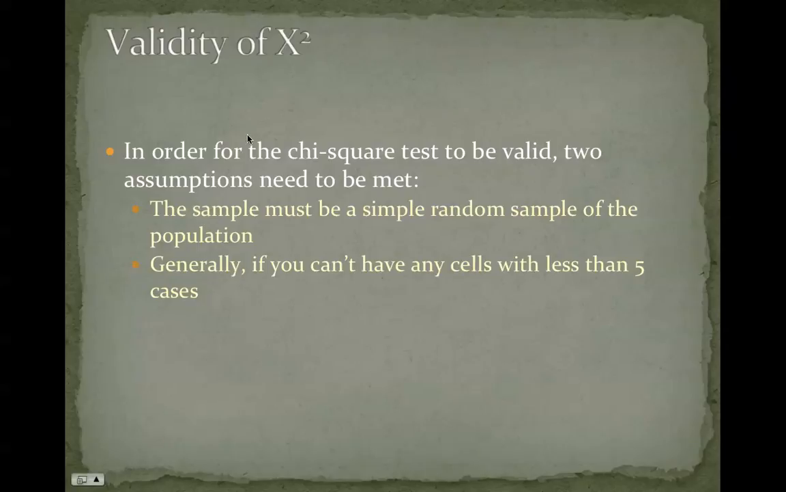And a side note, for the chi-square to truly be valid, you have to have two assumptions. The sample must be a simple random sample of the population, and you can't have any cells with fewer than 5 cases. So unfortunately, for this class and your projects, you're not going to be performing a simple random sample, and likely you will have some cells that are less than 5. So unfortunately, your assumptions are not met. But we're still going to perform a chi-square. You just have to understand that your chi-square is actually not all that valid for your particular study. That is just a caveat that you need to acknowledge in your report.